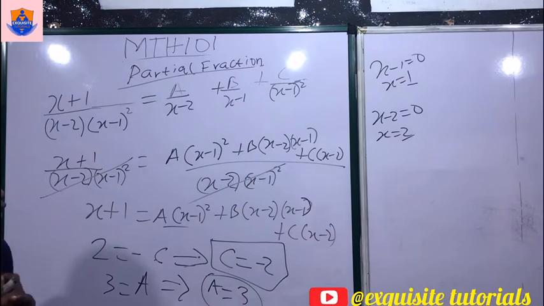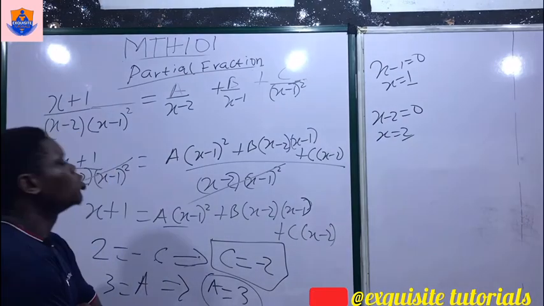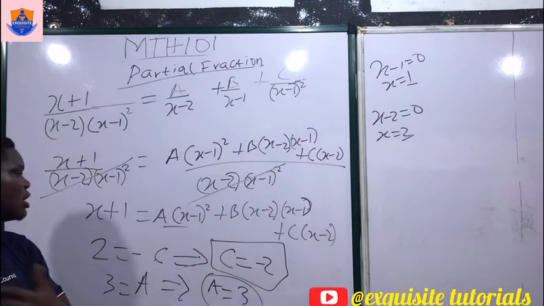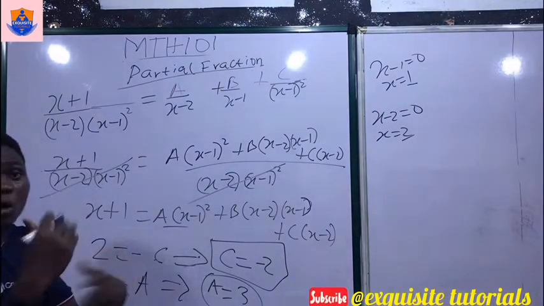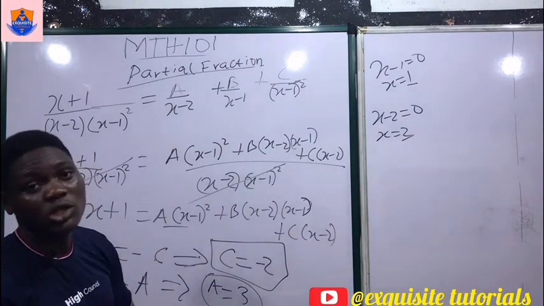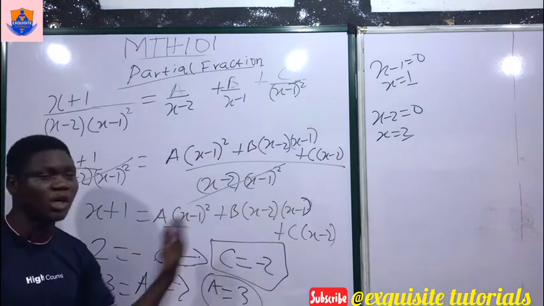Now it's left for us to get b. There's nothing to substitute again in order to eliminate a and c. So what you do, you can come up with any value of your choice. If you say let x equals 0, you can think of any value. You can say let x equals 1/2. You can say let x equals 3. You can say let x equals 5. Since you have gotten a and c, you use them to find b.